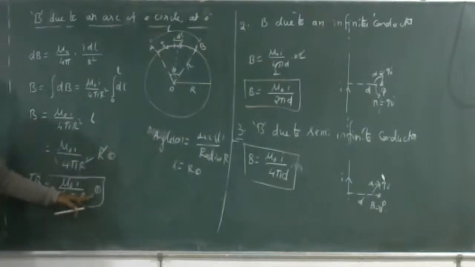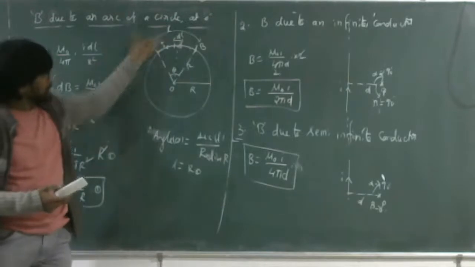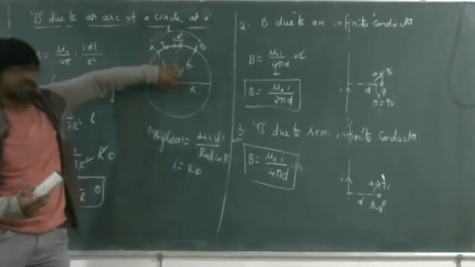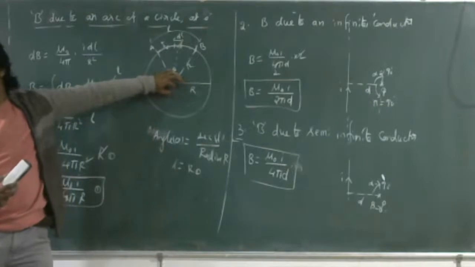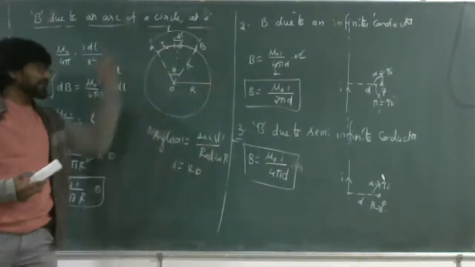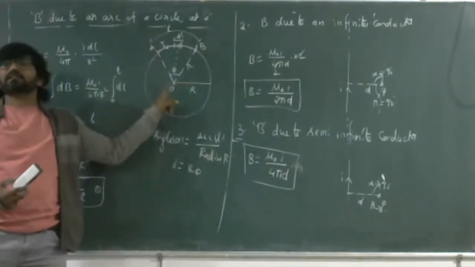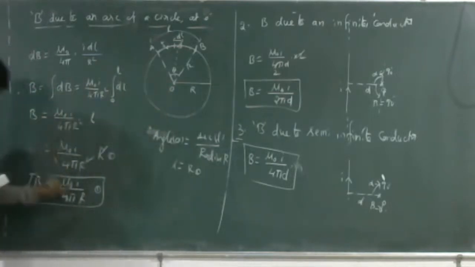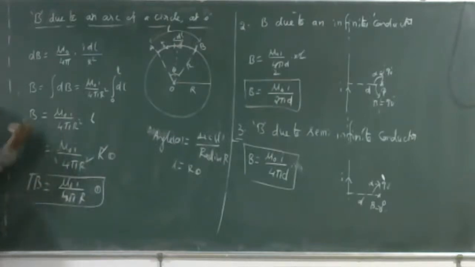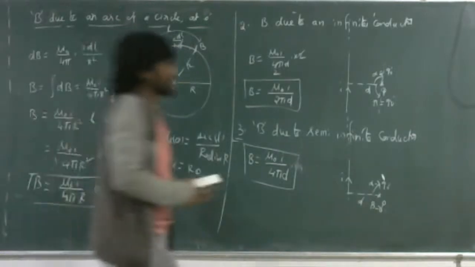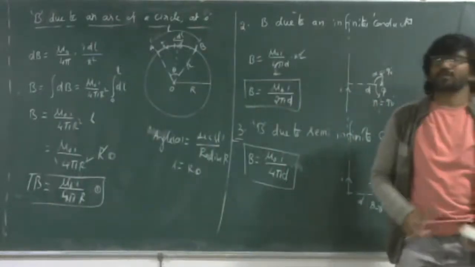If theta is pi by 2, you have to take accordingly. That means if you consider a semicircle, the angle subtended by the semicircle at the center will be pi radians. If you consider the entire circle, the angle subtended at the center should be 2 pi radians. According to this, we can find the magnetic field due to a circle at the center, a semicircle at the center, or due to any arc subtending an angle of 30 degrees or 60 degrees, etc.